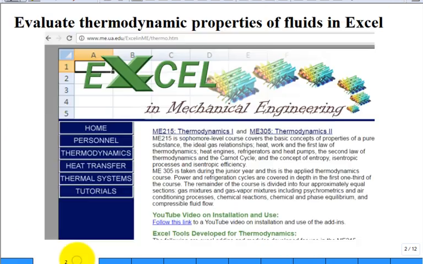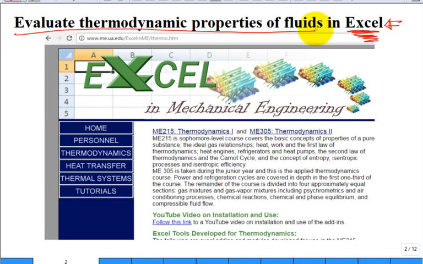Well, might as well show you how to look up properties using software. So this is a site that I've recommended to a number of students over the years. It's in Excel. It's an add-in to Excel, and you're able to evaluate thermodynamic fluid properties. All you do is in a Google search, just type in Excel in mechanical engineering or something like that. It goes to the University of Alabama website.